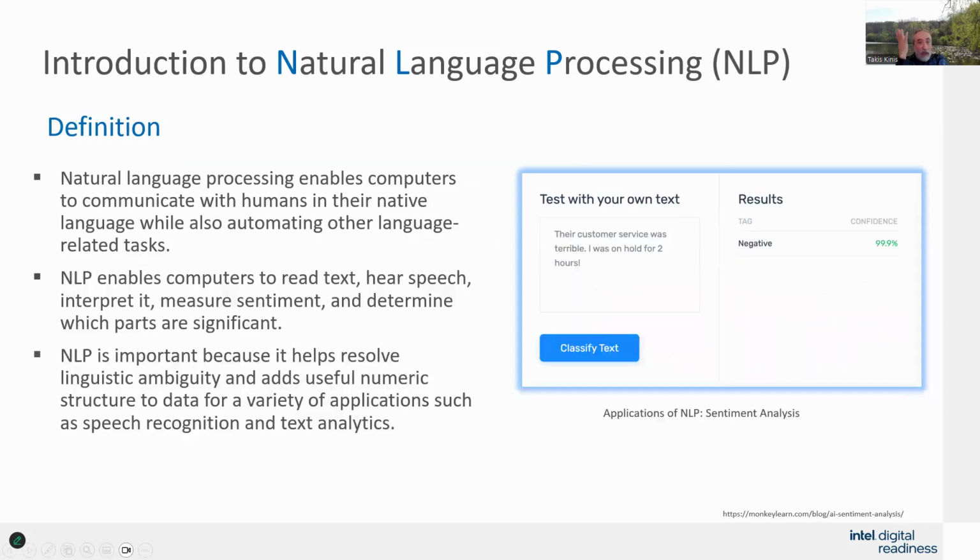Right, so definition wise, NLP enables computers to communicate with humans in their native language while also automating other language related tasks, right? NLP enables computers to read text, hear speech, interpret it, measure sentiment, like meaning and emotion, determine which parts are significant. Like you guys listening to me talk, it's like, is that important or not important? And if your teacher says, listen to this is important, it's important. The AI knows it too.